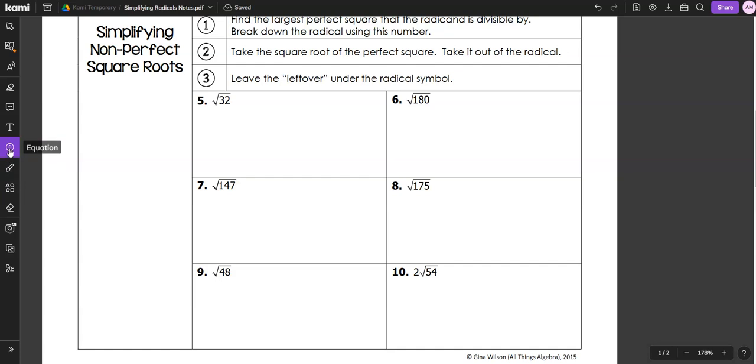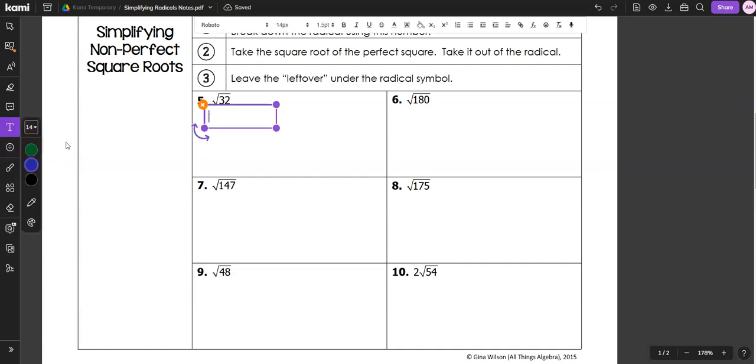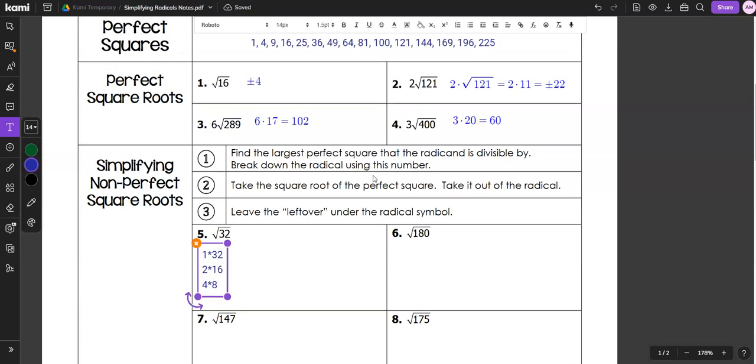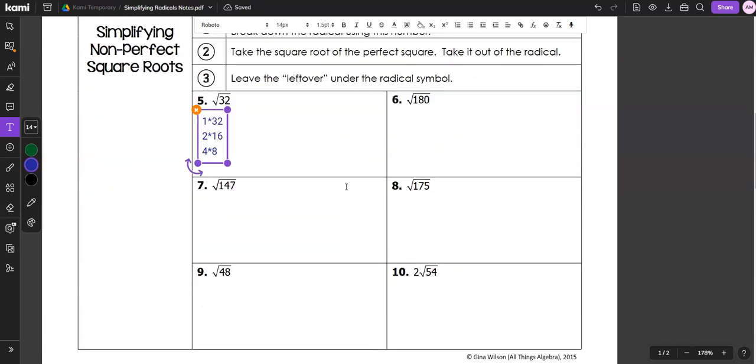So what we're going to do first is list the factors of 32. So we have 1 times 32, 2 times 16, 4 times 8. And then we're going to find the largest perfect square that it is divisible by. In this instance, it is 16.